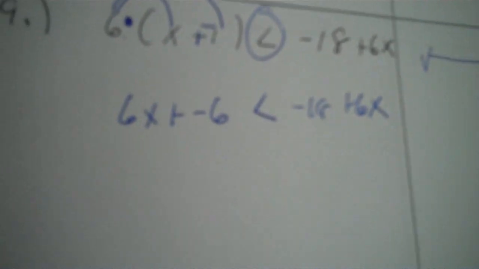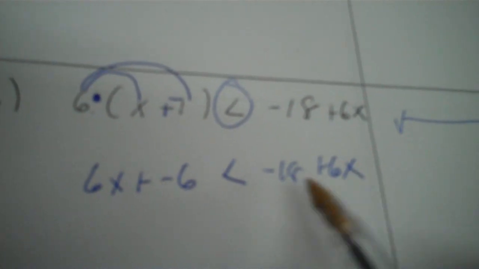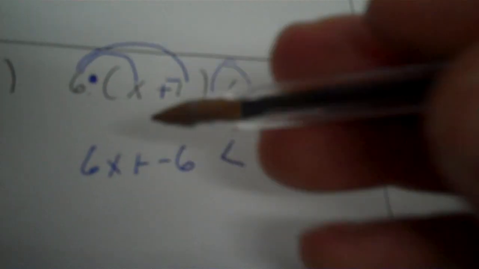Now I have like terms of x, they're on opposite sides, but if you look carefully they're the same. So when they're the same, you cross them out. You ain't going to need your number line, and this is either all solutions or no solutions.